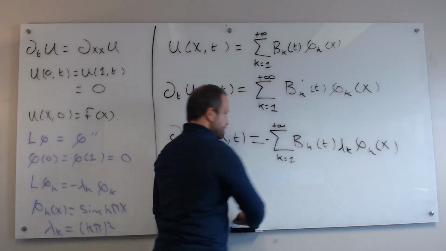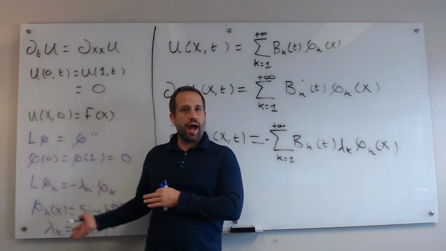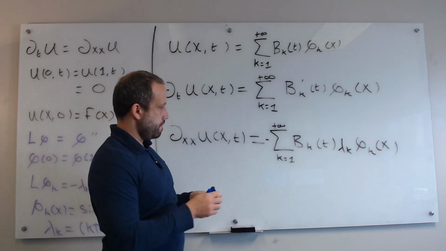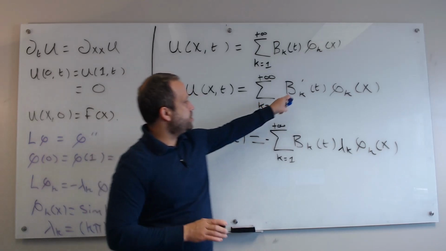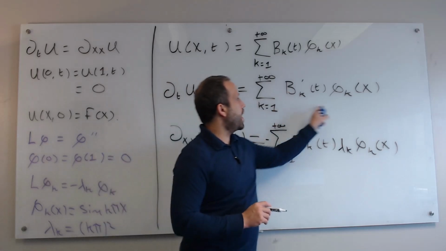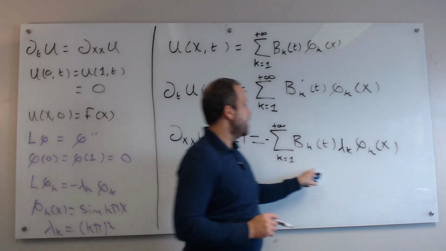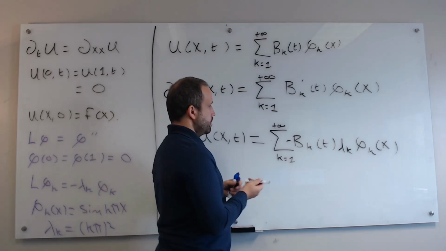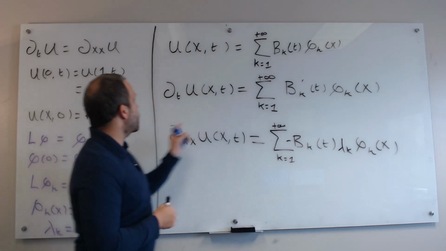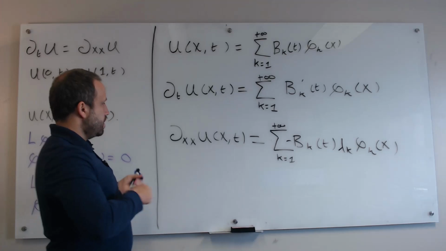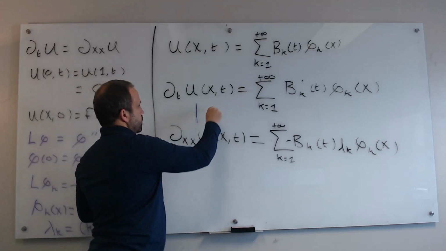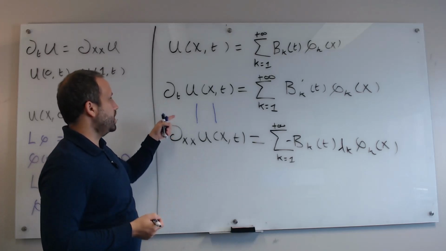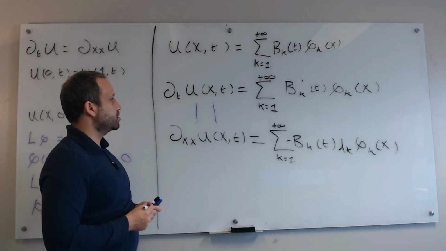Now the phi k's, they're sine k pi x. So the sine functions are orthogonal to each other, so therefore they're linearly independent. So if these two things are equal to each other, they're both expansions, this is an expansion in phi k's, this is an expansion in phi k's. What it means is that if u satisfies the PDE, then these two things are equal to each other. That's what it means for u to satisfy the PDE: the t derivative of u is equal to the double x derivative of u.